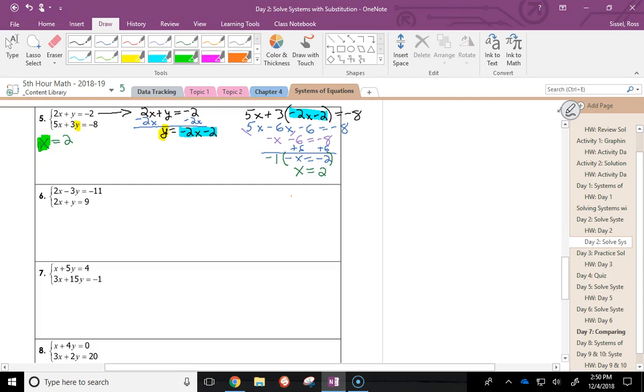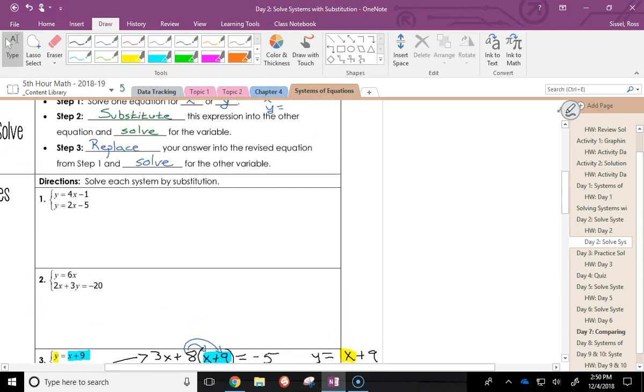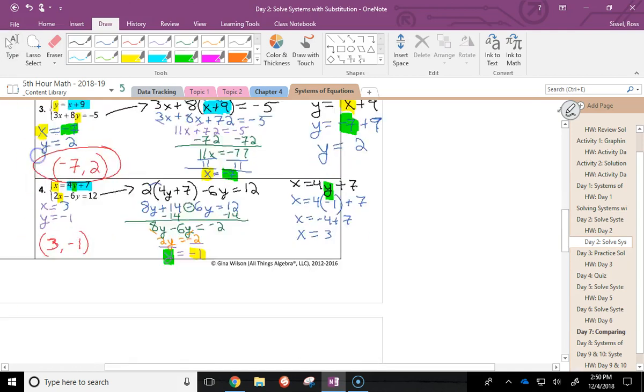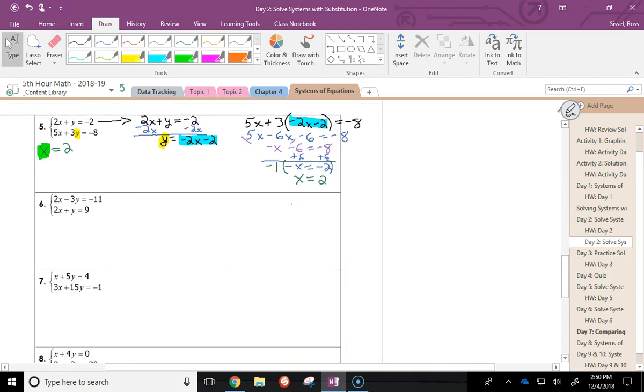I'm going to look at my two equations, and here's where in our step 3 it said replace your answer into the revised equation. Well, I really have 3 equations I can look at. I can look at 2x plus y equals negative 2. I have 5x plus 3y equals negative 8. Or here's my revised equation, y equals negative 2x minus 2. Really, I can use any equation to put 2 in for x and solve for y. So I'm going to look for the easiest equation, and I feel like it's going to be this one, the revised.